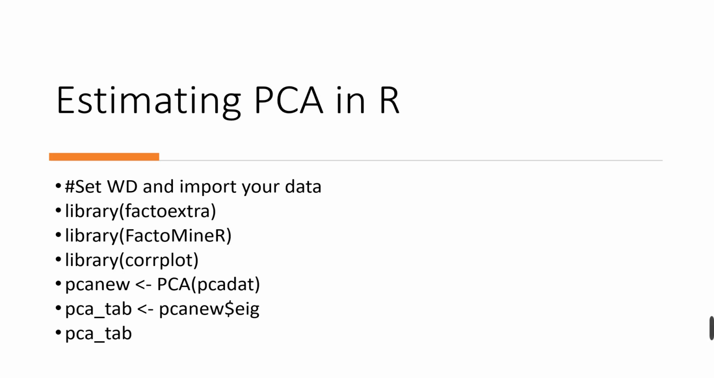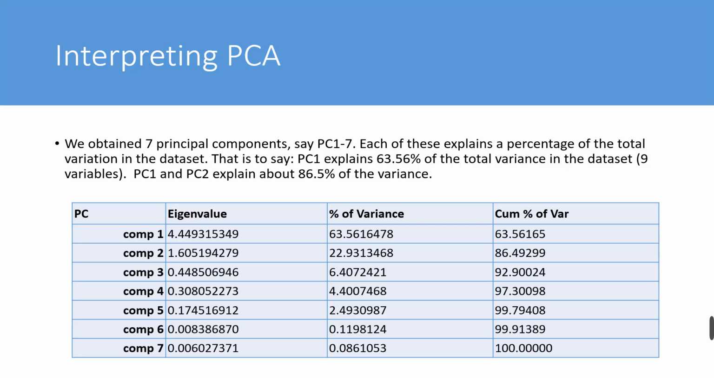And in order to obtain a table of our eigenvalues, I named the table PCA underscore tab, and I type PCA new dollar sign, which will give us a series of functions, and we are going to pick eig, which stands for the eigenvalue. Then after doing that, we type PCA underscore tab in order to produce our eigenvalue table. And here we have the table.